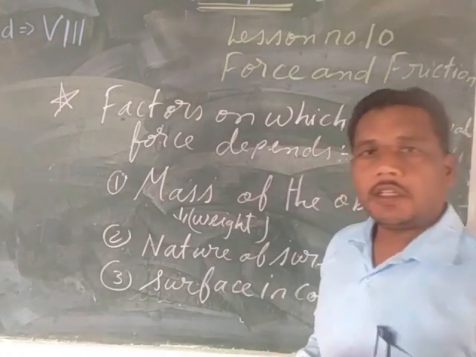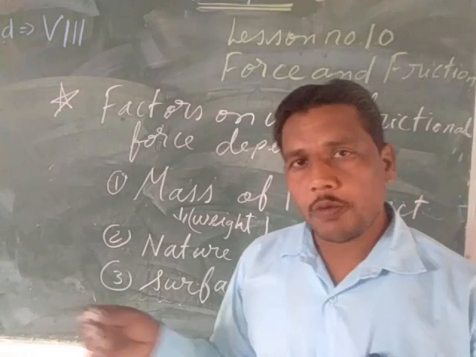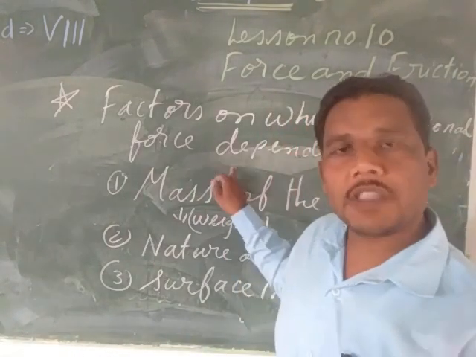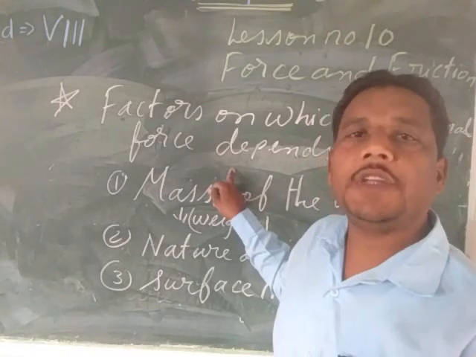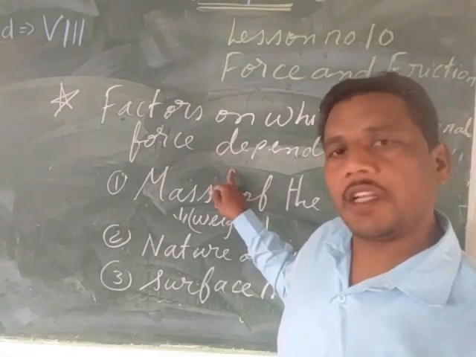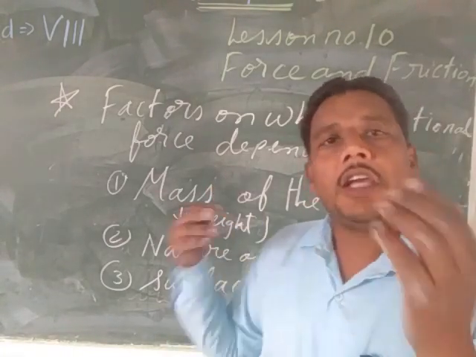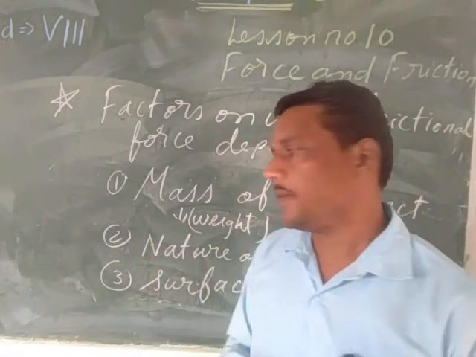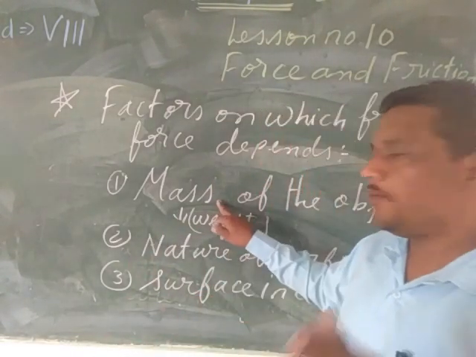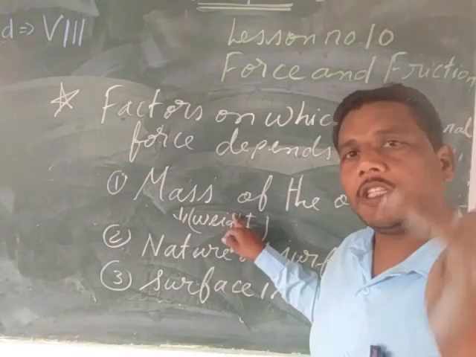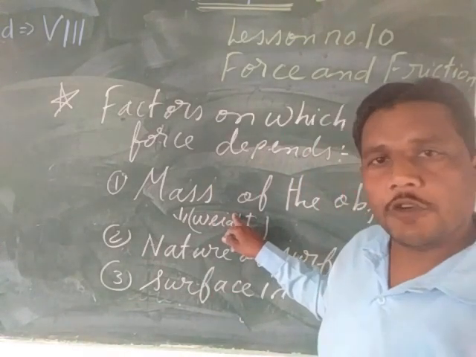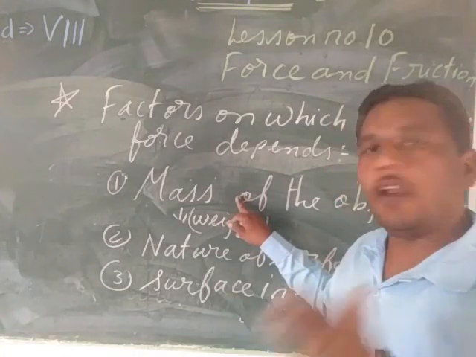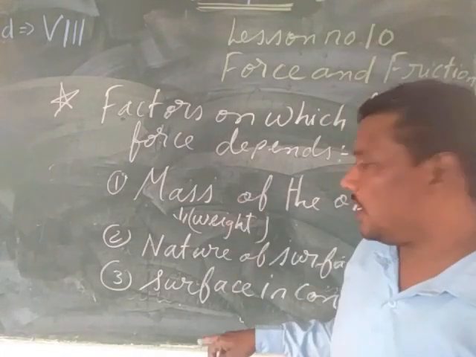Here the meaning of mass is the weight. So my child, the heavier the object, the more the friction. Suppose the object is very heavy, more frictional force will act. Suppose the object is light in weight, less frictional force will act. Heavier the object, more is the frictional force. Lighter the object, less is the frictional force.